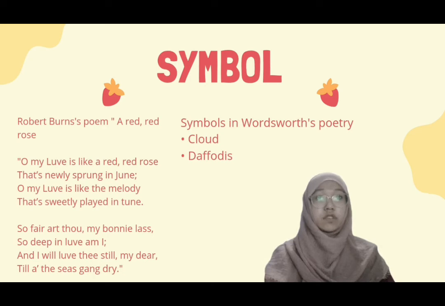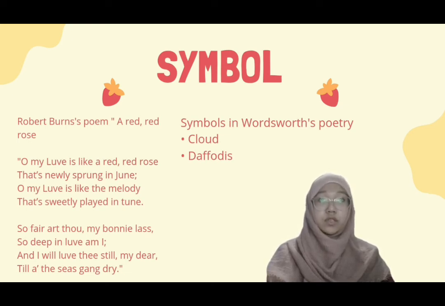An example of a symbol is the rose in Robert Burns' poem, Red Rose. When it comes to symbolism in poetry, roses are commonly a symbol of love and romance. You can see this through the lines of Robert Burns' love poem. The red rose symbolizes love, while the melody symbolizes the beauty and grace of his lover.